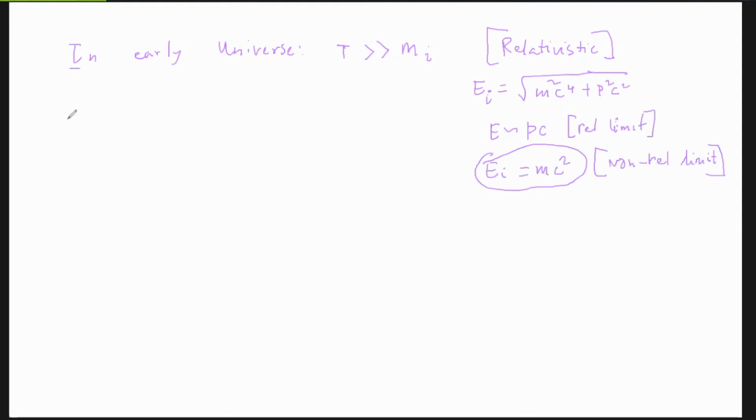Now, for example, take a reaction in the early universe, say e plus, the positron, and electron, particle and antiparticle. They can come, interact with something, and then go back to photon, gamma. So this reaction is called e plus e minus goes back and forth with gamma plus gamma.